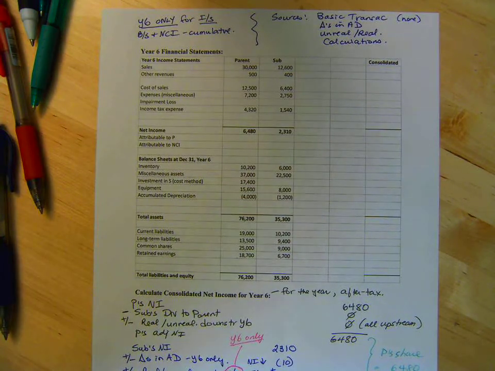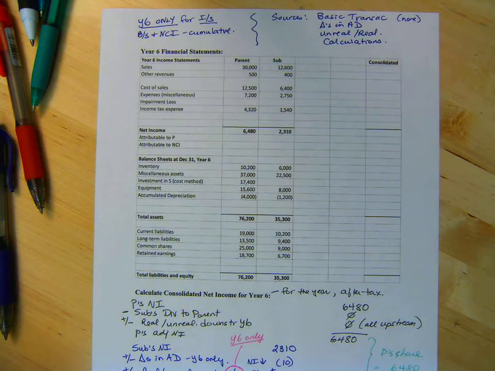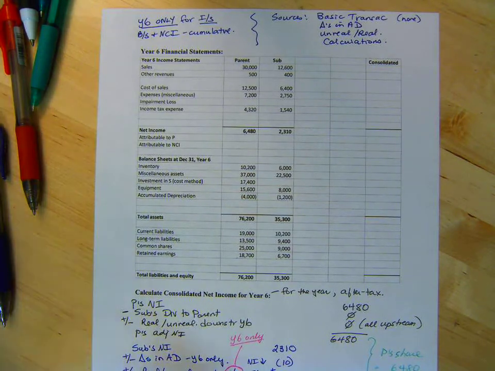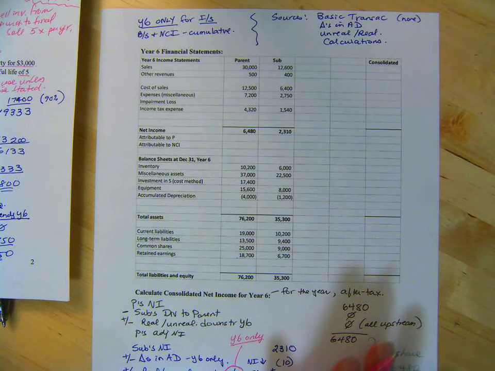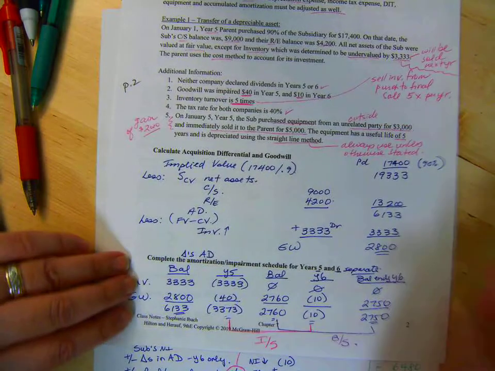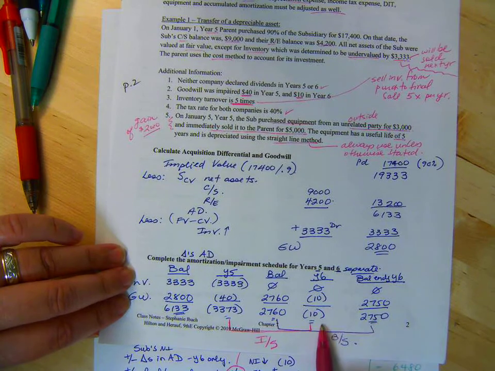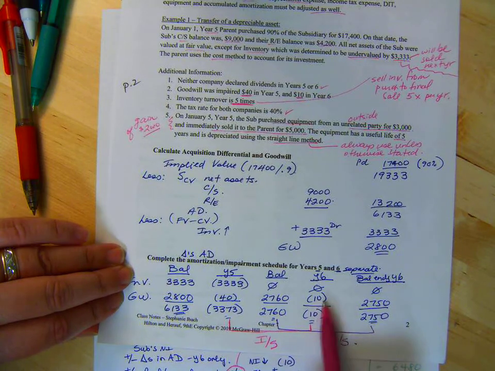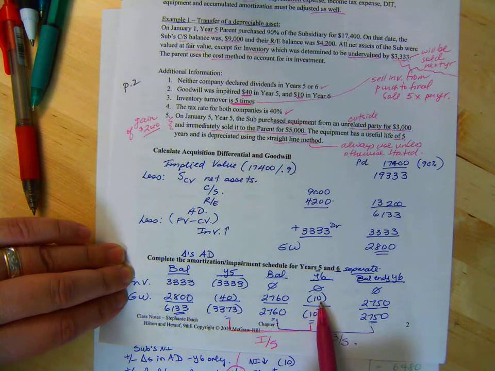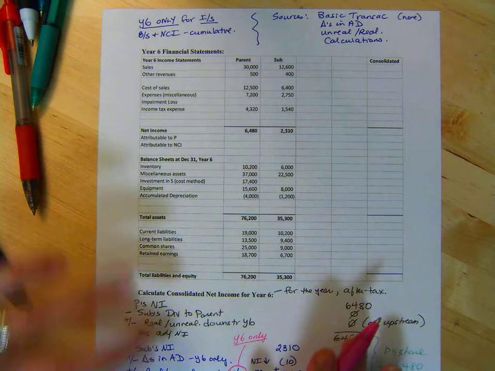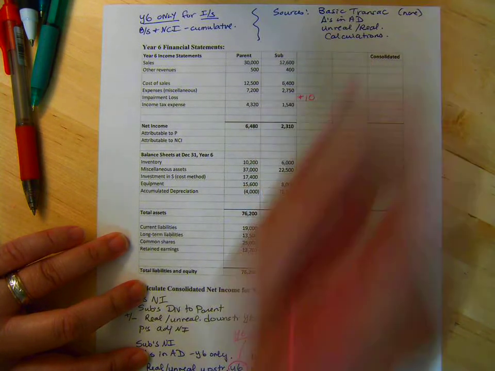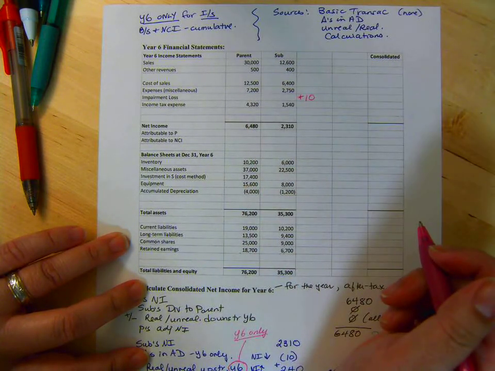So, let's start with the changes in AD. So, here's year 6, and remember these are the income statements. So am I going to put this stuff on there? No, so in year 6, I've got a $10 impairment loss. So notice here, there is something called impairment loss. So I'm going to add 10 to it. Okay?